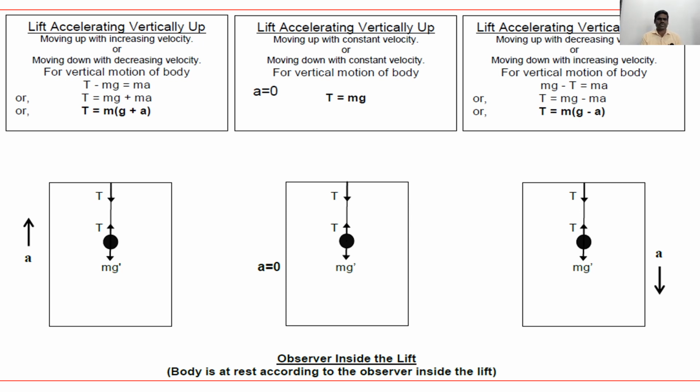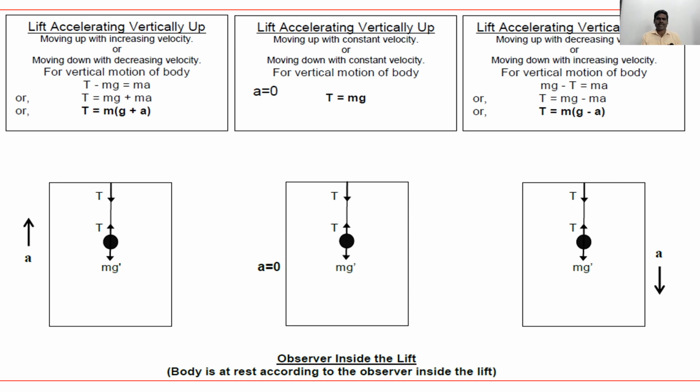Then for vertical motion of the body, T minus mg equals m into a. Here T is the tension in a string or the apparent weight observed by an observer inside the lift, m is the mass, g is the acceleration due to gravity, and a is the acceleration of the lift. On simplifying, T equals mg plus ma, or T equals m into (g plus a). It means when it is moving vertically upward, the apparent weight or tension increases.